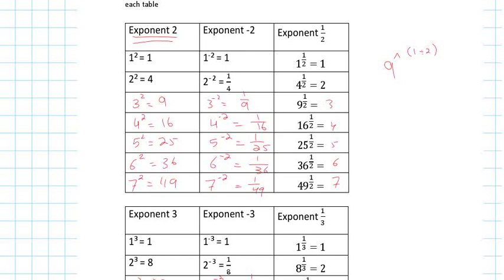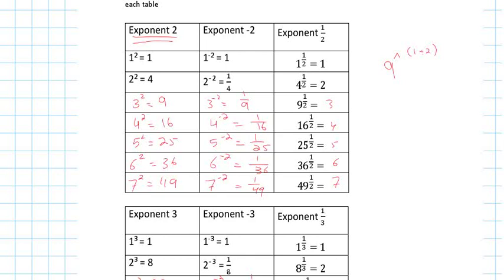Now, the first question that we're going to look at is: compare the entries in the first and second column of each table and describe the relationship that you see. So if you're comparing the entries in the first and second column, what can you tell me? How can you compare them? What's the same? What's the difference? So the answer is the same, just for the negative exponent, it's the reciprocal.